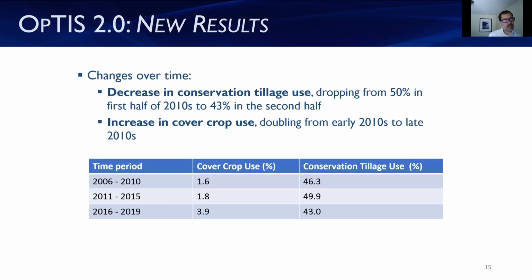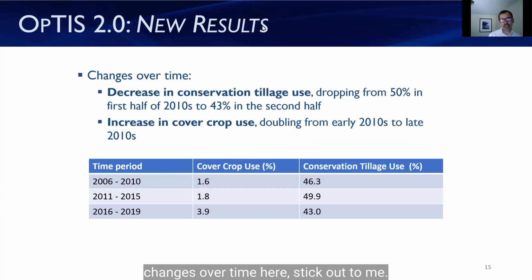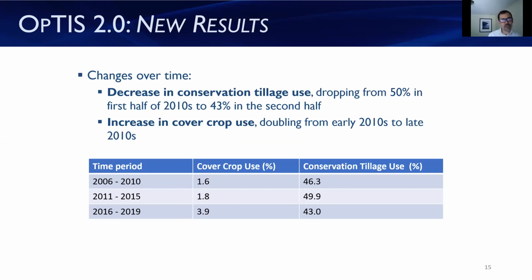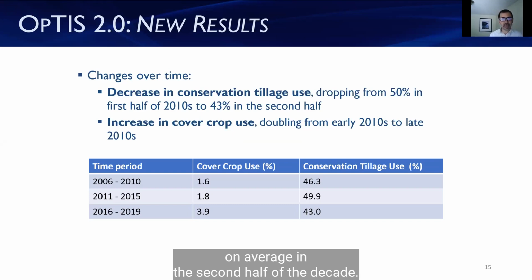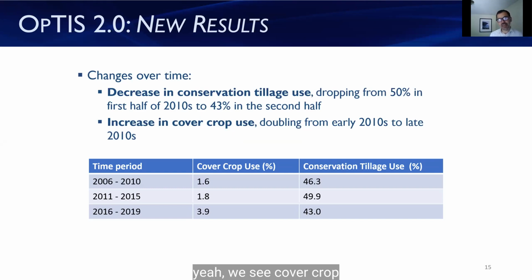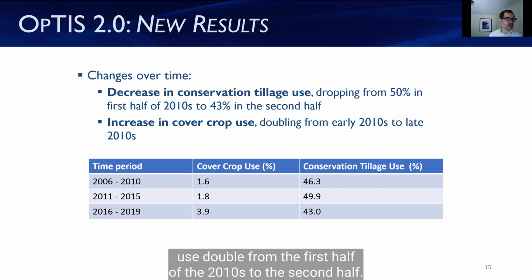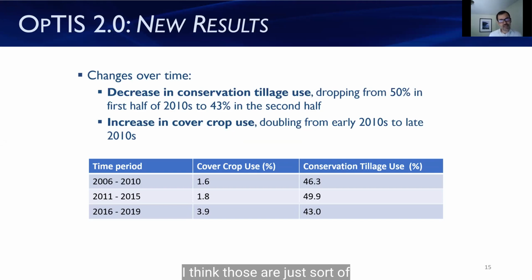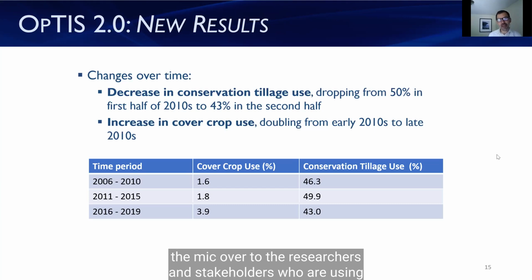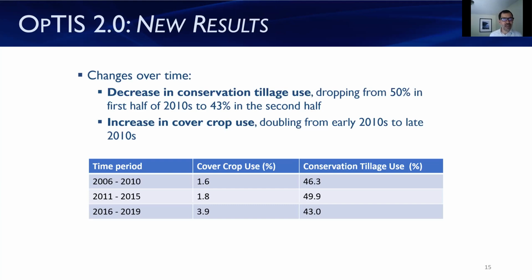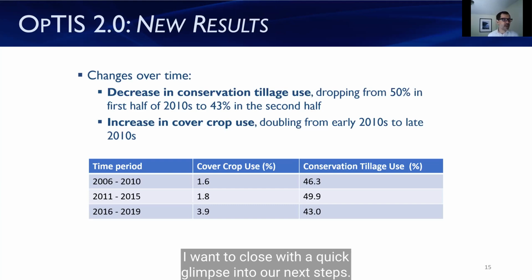Next slide, please. And then through time, we can also see patterns, and 2 changes over time here stick out to me. On the right, we see the use of conservation tillage retreat a little bit from the highs seen in the first half of the 2010s, where we had about 50% conservation tillage use observed in the first half of the decade, but that dropped a bit to 43% on average in the second half of the decade. And then on cover crop use, we see cover crop use double from the first half of the 2010s to the second half. I think those are the top level results that we're seeing there. And before I hand the mic over to the researchers and stakeholders who are using this information in more interesting ways, I want to close with a quick glimpse into our next steps. Next slide, please.